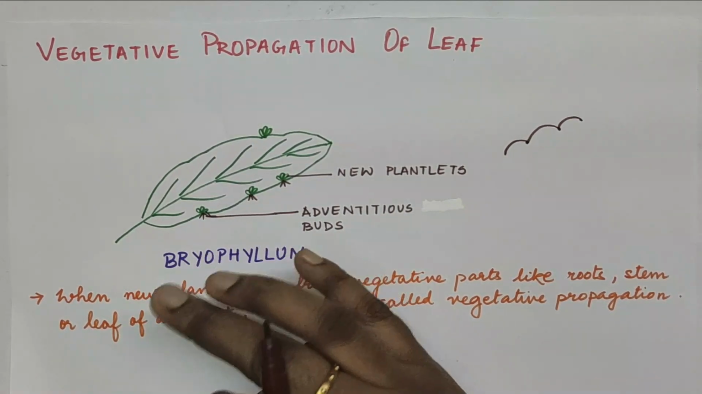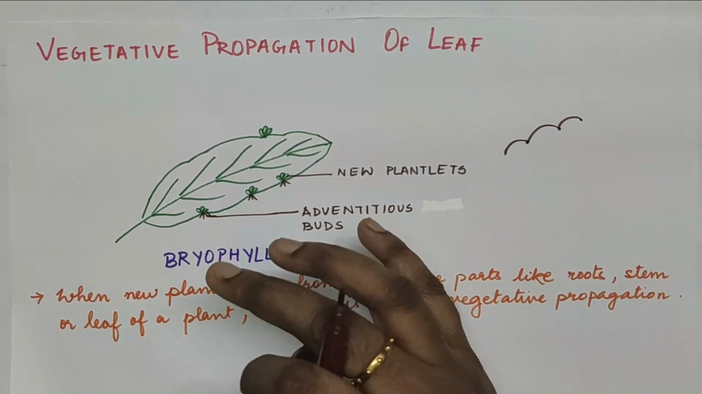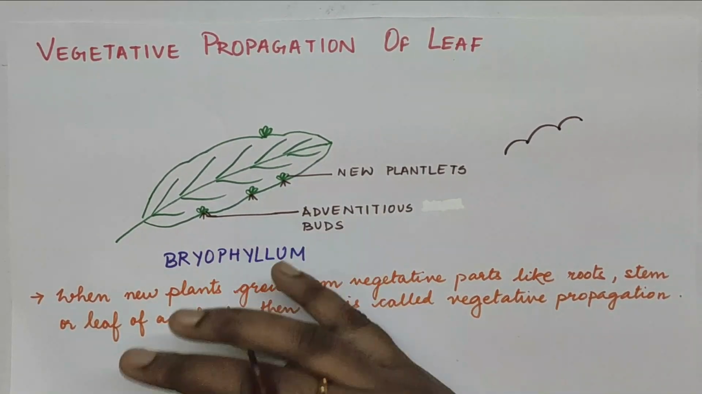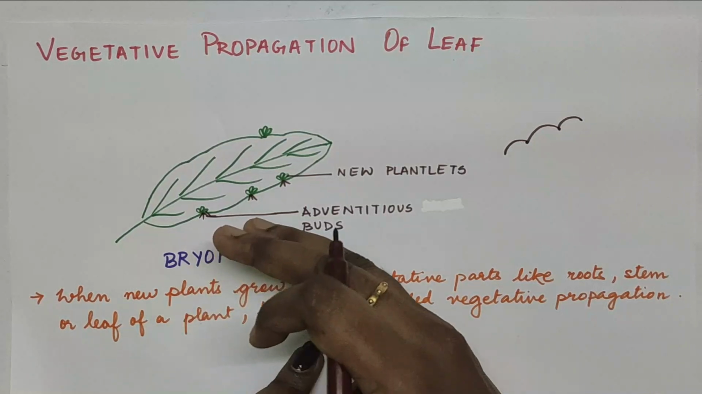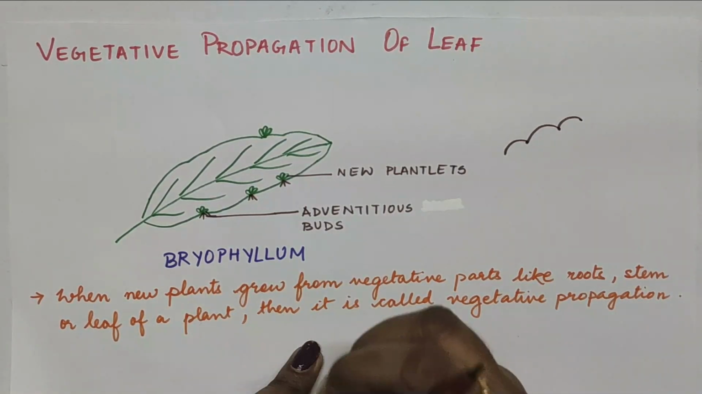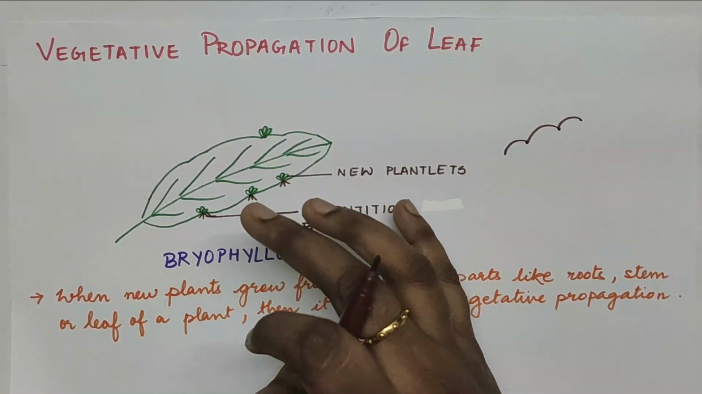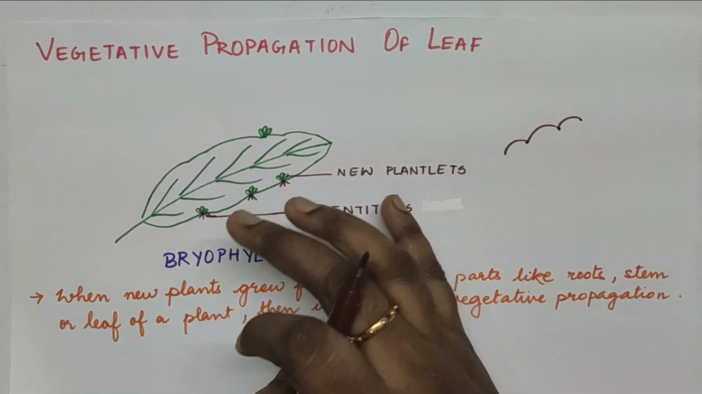Now with this we come up to the end of this chapter, leaf. I am very sure by seeing my first and the second part you will be able to understand the full concept or full syllabus related to the ICSE class 6.